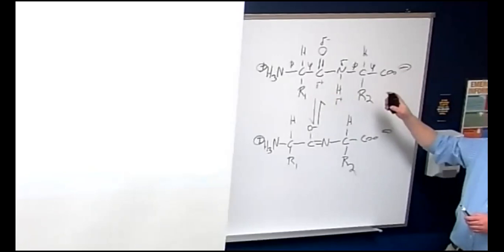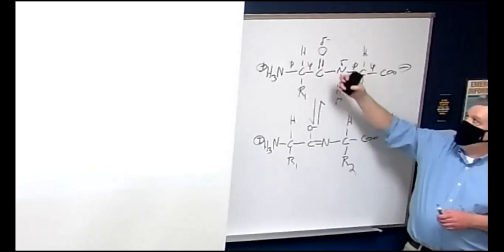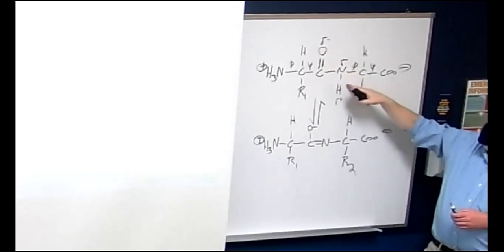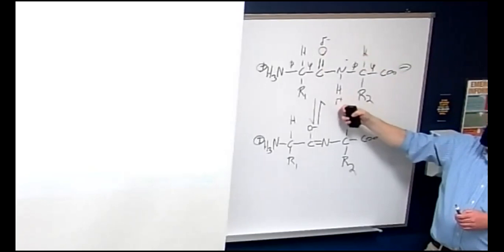these polar functional groups, okay, a carbonyl is a polar functional group. Okay. This acts as a proton acceptor in a hydrogen bond. An amino group is a polar functional group. Okay, this hydrogen can act as a proton donor in a hydrogen bond. Okay. And that's, in fact, what we're seeing on this slide.